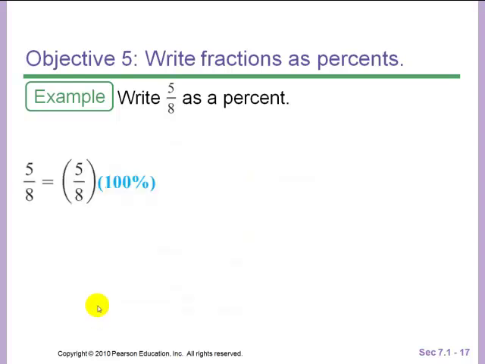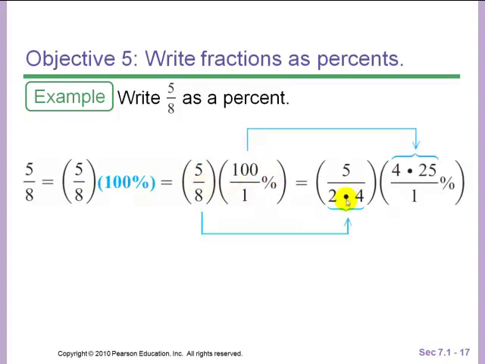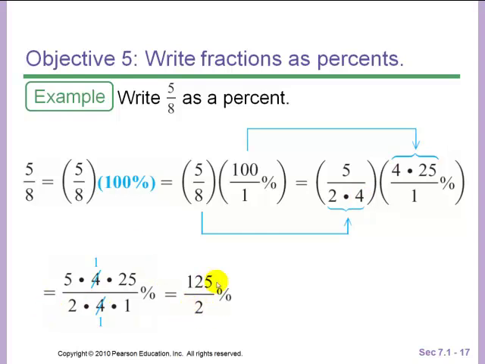Write 5/8 as a percent. If we multiply by 100, we get 5/8 times 100 over 1%. 100 I'm going to break down as 4 times 25, and 8 is 2 times 4. I do this because then my 4s cancel. 5 times 25 is 125, 2 times 1 is 2, and then we would write this as the mixed number 62.5%. Had you done the long division, you would have gotten 0.625, and you move the decimal 2 places, and you get 62.5%. I would accept either answer.